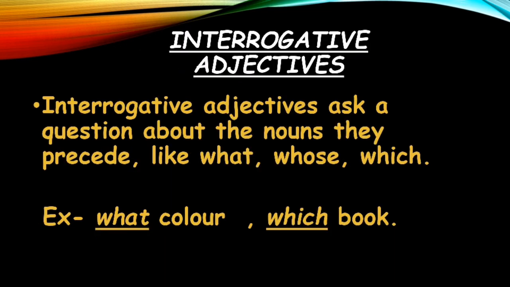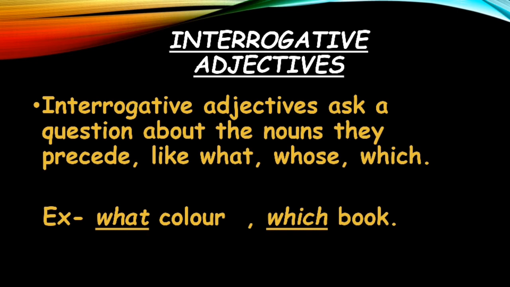Okay, interrogative adjectives. Now what are interrogatives? You all know, which ask the question. Interrogative adjectives ask a question about the nouns. They precede, that means जो nouns उनके पीछे आते हैं उनको follow करते हैं, उनके बारे में वो questions पूछते हैं. So interrogative adjectives ask a question about a noun. Noun के बारे में कोई भी question किया जा रहा है.